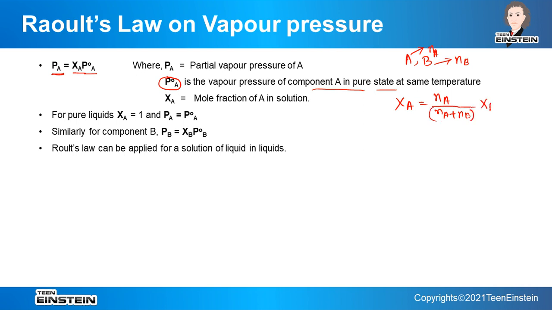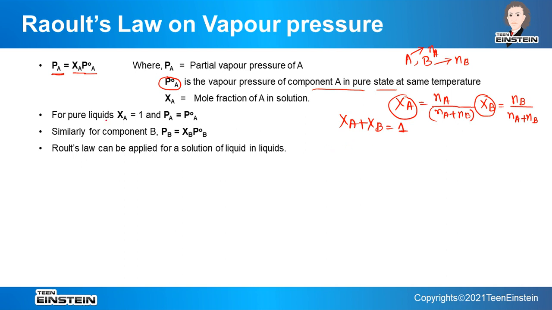Similarly, mole fraction of B, Xb, will be equal to Nb divided by Na plus Nb. So in this way we can calculate the mole fraction of A and B, and if we add these two mole fractions, it will always be equal to 1. So if we know the value of Xa, by subtracting it from 1, we can easily get the value of Xb.